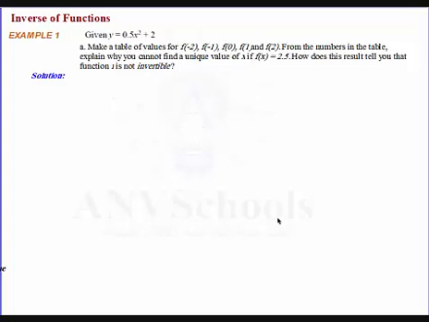Now let us have an example for inverse of functions. Let's say we have a given y is equal to 0.5x squared plus 2. What we want to get is to make a table of values for f of negative 2, f of negative 1, f of 0, f of 1, and f of 2. From the numbers in the table, explain why you cannot find a unique value of x if x is equal to 2.5. How does this result tell you that function f is not invertible?